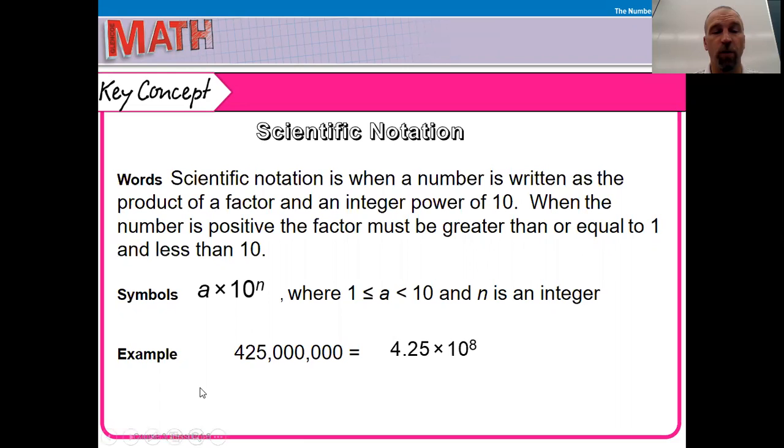Here's an example. 425 million, a very large number, can be written in the form 4.25 times 10 to the 8th power. 4.25 is my decimal between 1 and 10. Notice there's only a single digit before the decimal point. That's really important. It can only be one digit before the decimal point. In this case, it's a 4. Times 10 to the 8th power. The 8th power tells me I moved the decimal point 8 places to get from where it is at the end of the number to where it is between the 4 and the 2. Let's see how it works.